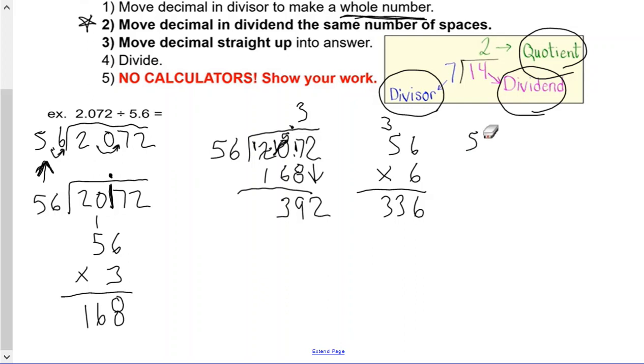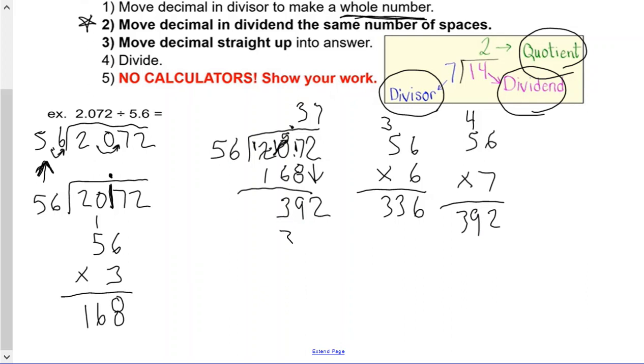So 56 times 7, and 6 times 7 is 42. So I'm going to put the 2 here, carry the 4. 7 times 5 is 35, plus 4 is 39. Perfect. So 56 goes into 392 7 times.